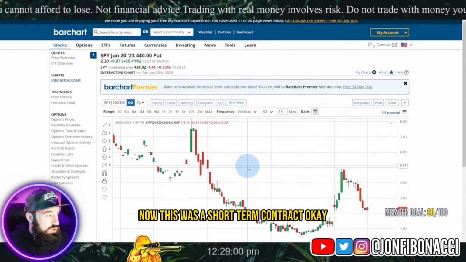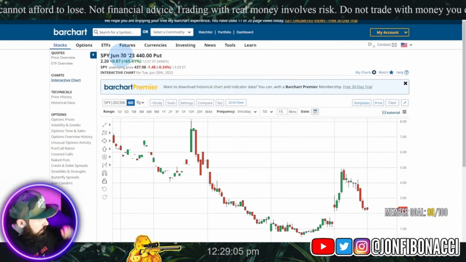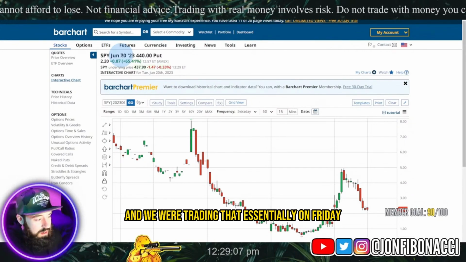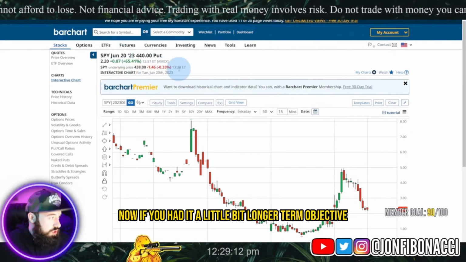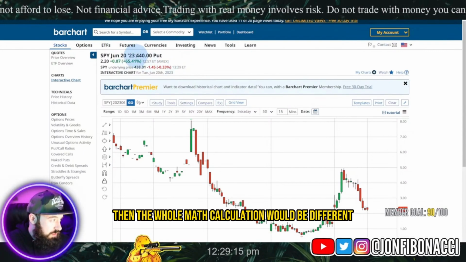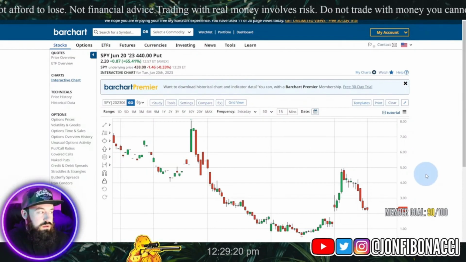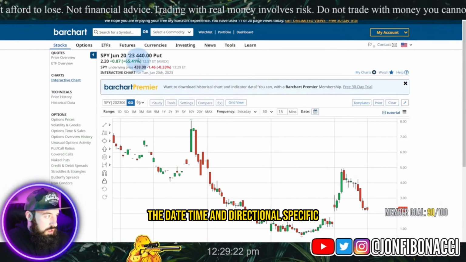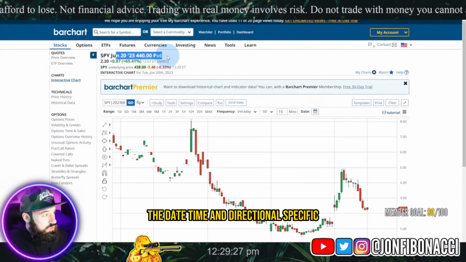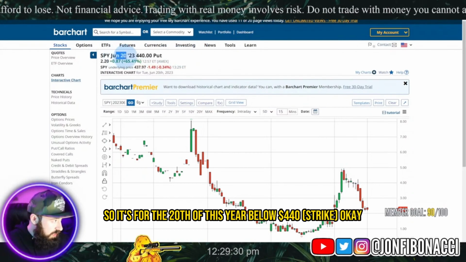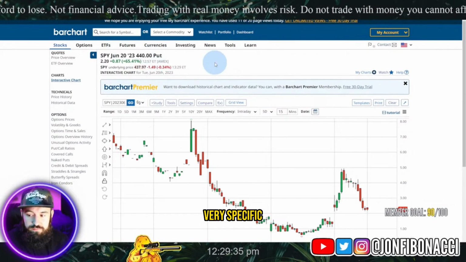Now, this was a short-term contract, because this expires today. This expires today, and we were trading that essentially on Friday. If you had a little bit longer term objective, then the whole math calculation would be different. But this is date, time, and directional specific. So it's for the 20th of this year, below 440. Very specific.